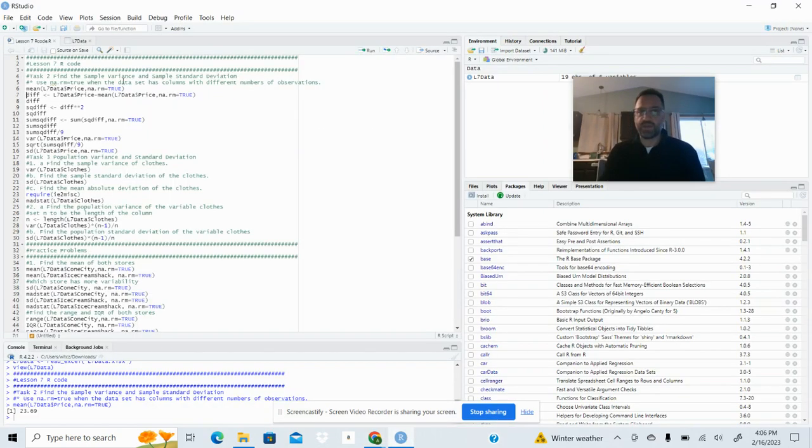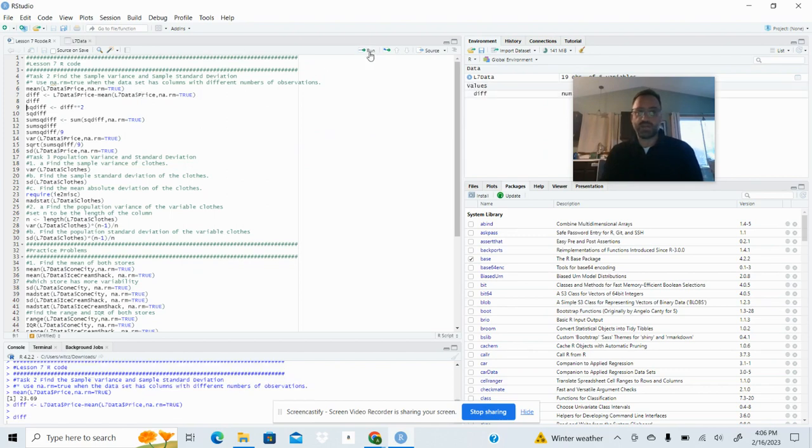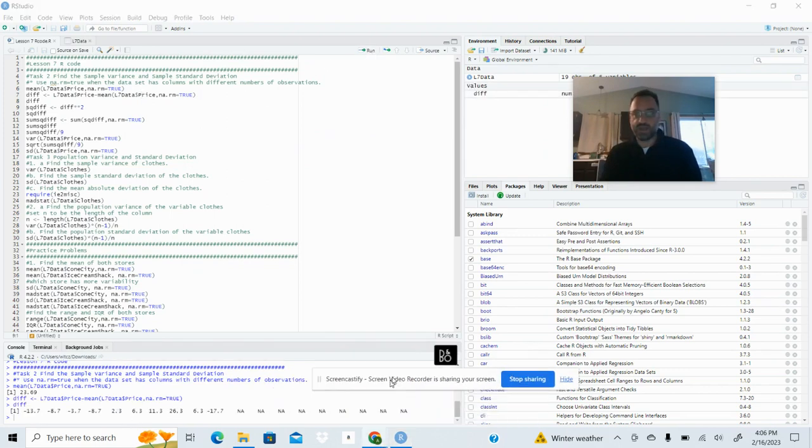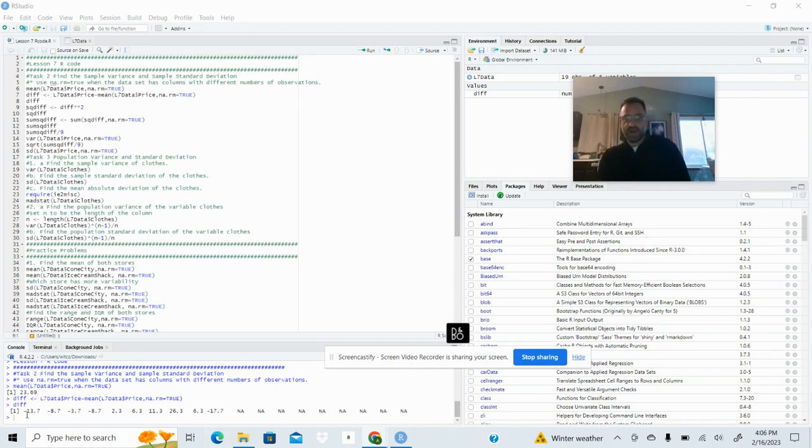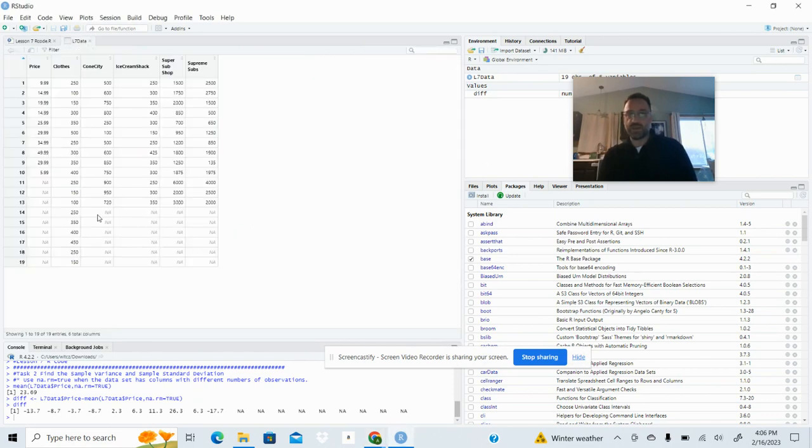Now you can use R to do that as well. So I can do the difference would be the price minus the mean, then type in the difference. And right here, I have my difference numbers. And then there's some NAs listed because not all of my columns are equal. So if you look here, some of these are longer than the others, which is creating these NA numbers because R will assume that everything should have 19 entries.